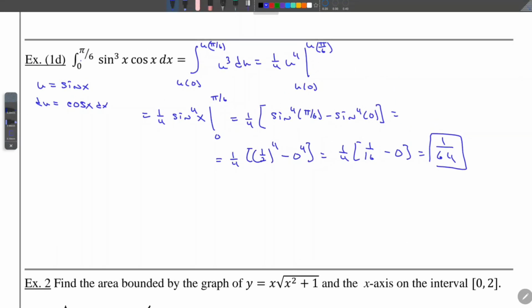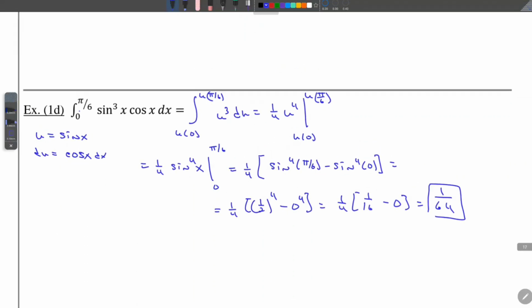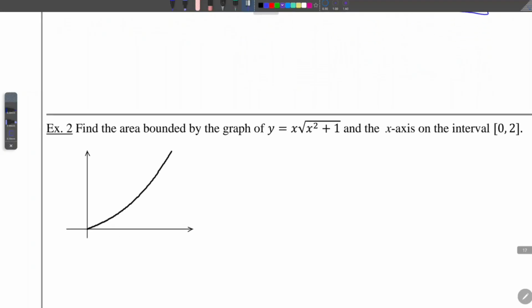So we undid the substitution. I like to undo the substitution sometimes, but I think most of the time it's pretty easy to turn your limits of integration and have everything be in terms of u like we did with 1C. It just makes for a little cleaner problem at the end, right? And so that's all there is.